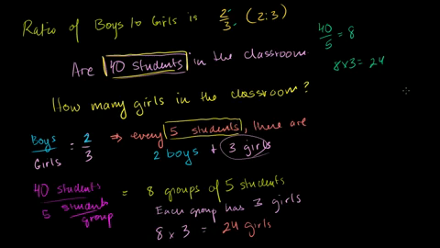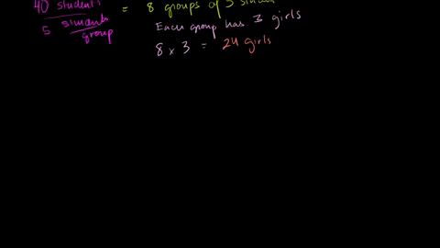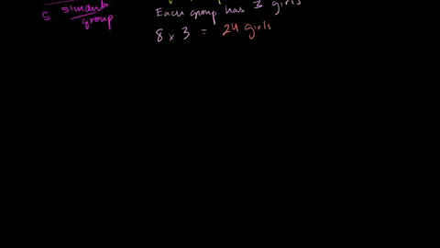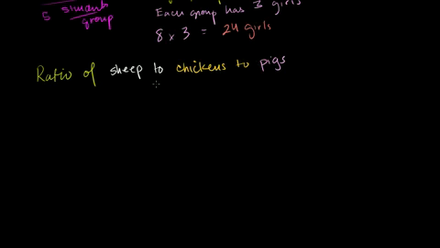Let's do one that's a little bit harder than that. Let's do one where I say that the ratio of, well, let's go to the farm example. The ratio of sheep, I'll do sheep in white, to chickens to, I don't know, what's another farm animal, to pigs. The ratio of sheep to chickens to pigs.